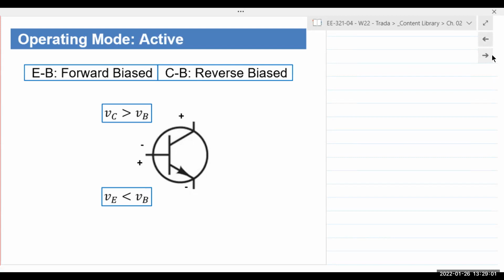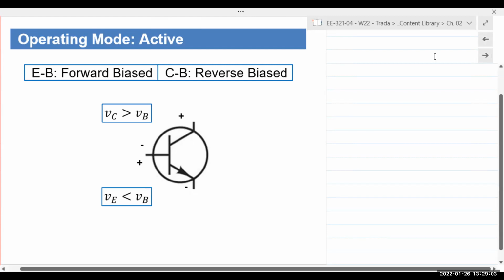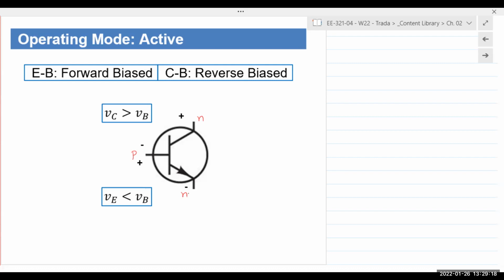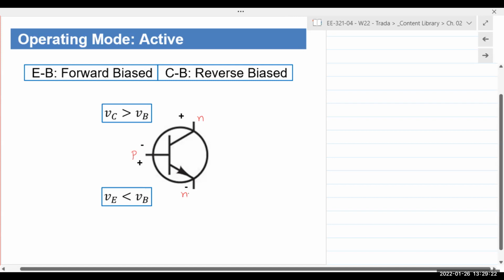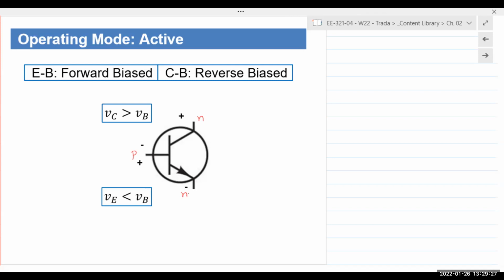And then lastly, our normal mode of operation is basically the emitter-base junction is forward biased, and the collector-base junction is reverse biased. So collector voltage is higher than base, emitter voltage is less than the base, then we say the transistor is operating in the active mode.